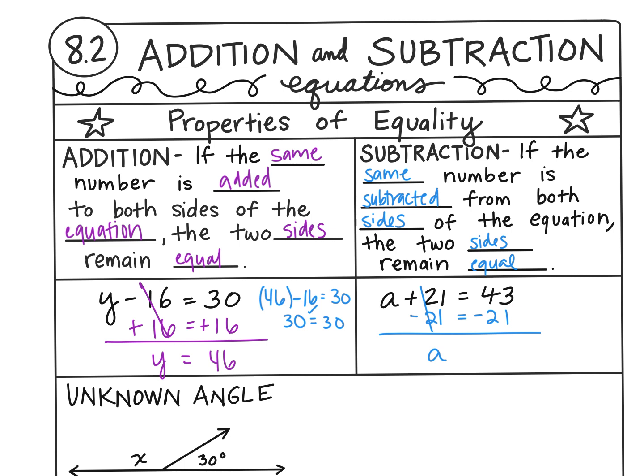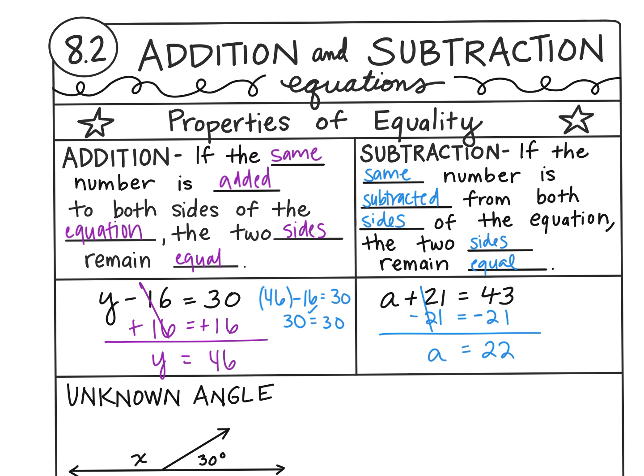I'm getting rid of that 21, but whatever I do to the left side, I have to also do to the right side of the equation, okay? So 43 minus 21 means that A equals 22. Now to test that out, I'm going to go back to my original equation and plug in what it says.